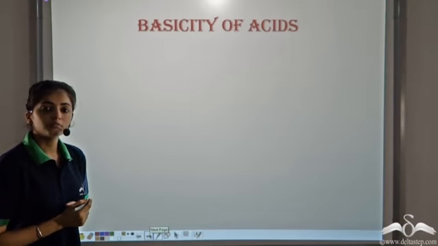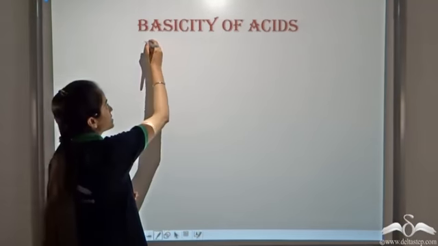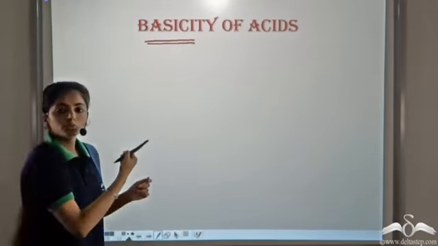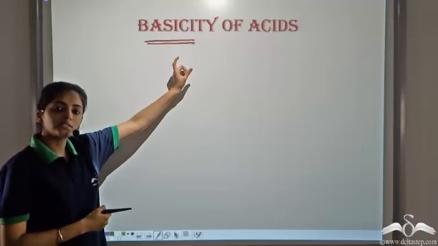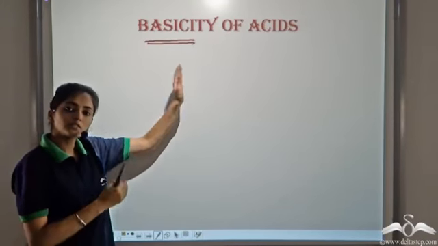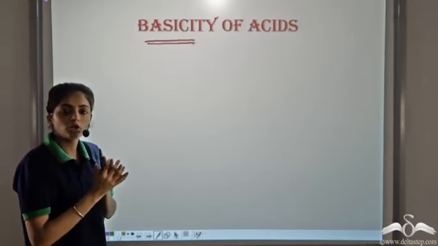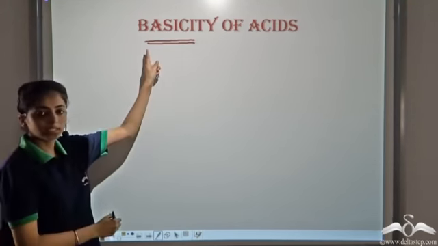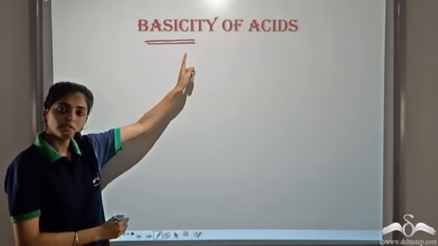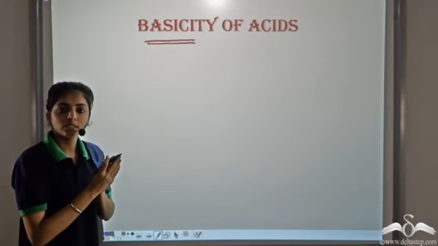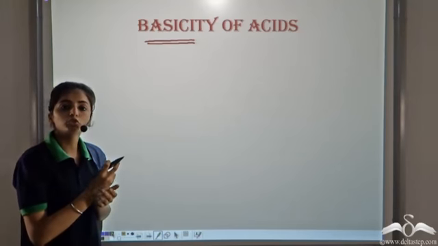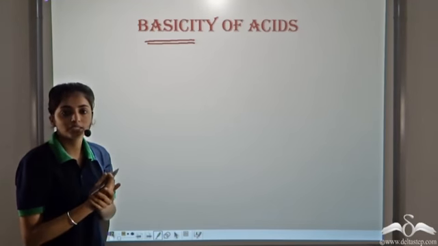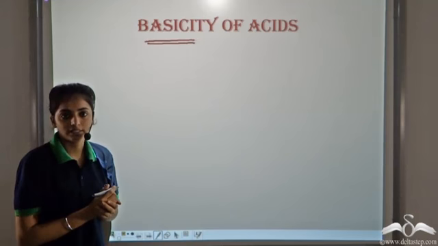We define a term known as basicity of acids. Now, what do you mean by basicity of acids? When we are talking of acids, how do we define the basicity of acids? Well, the basicity of acids means the number of OH minus ions required to neutralize the number of H plus ions produced by the acid.